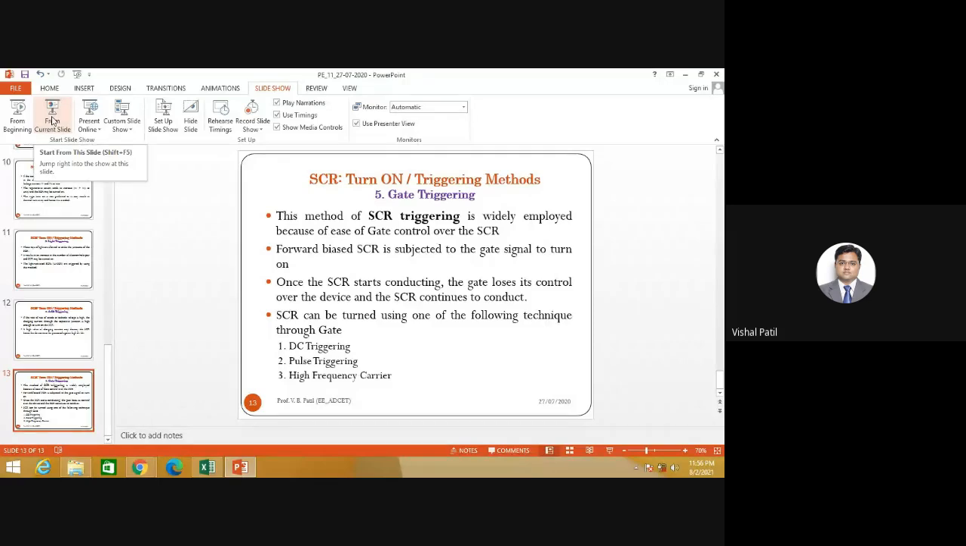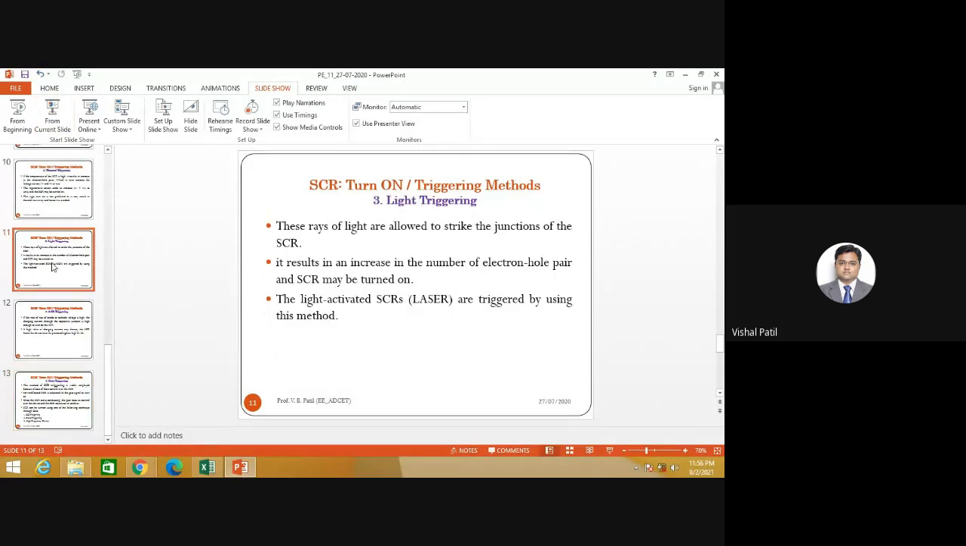करू शकतो. So they will ask like explain triggering methods of SCR, which are those: forward voltage triggering, thermal triggering, light triggering, dV by dt triggering, and in the end gate triggering, and which is preferred, gate triggering. Okay, so that's all for today.